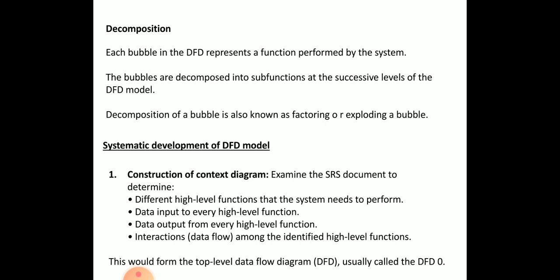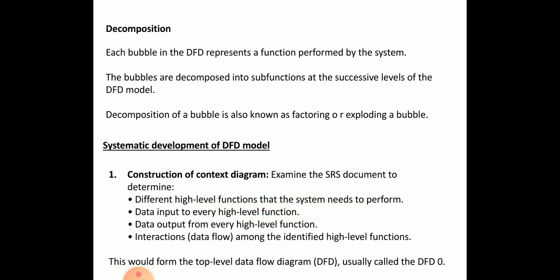Now we can describe how to go about developing the DFD model of a system more systematically. For a systematic development of a DFD model, the first step is the construction of a context diagram, which is level 0 of the DFD hierarchy. It is the foremost, simplest, highest level of the DFD. For constructing the context diagram, examine the SRS document to determine the different high level functions that the system needs to perform.